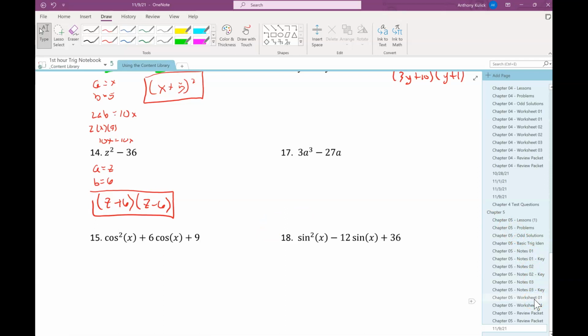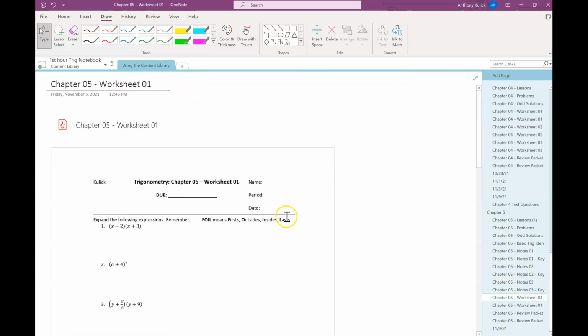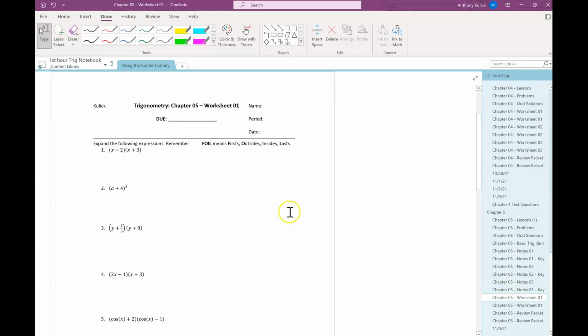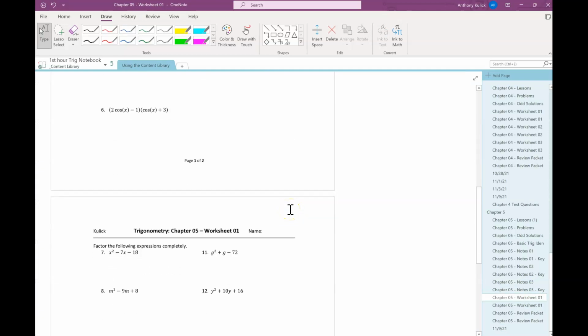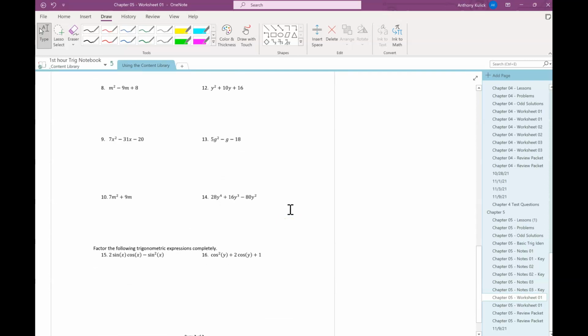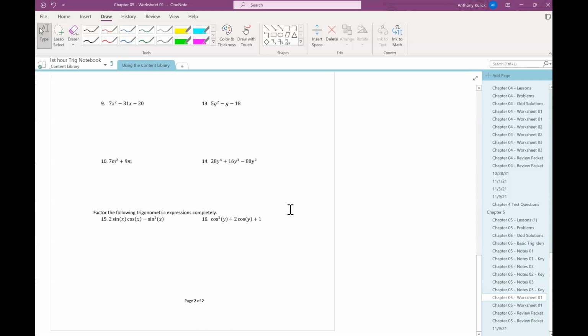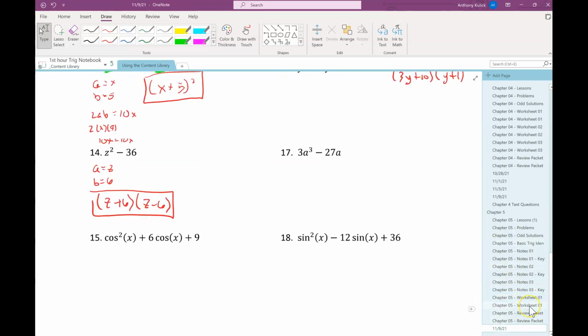For next time, I want you guys to work on worksheet 1, which is just practicing these foiling and factoring problems that we've kind of talked about to this point. That all sound reasonable to you guys? Again, most of these ideas should be pretty reviewed, right?